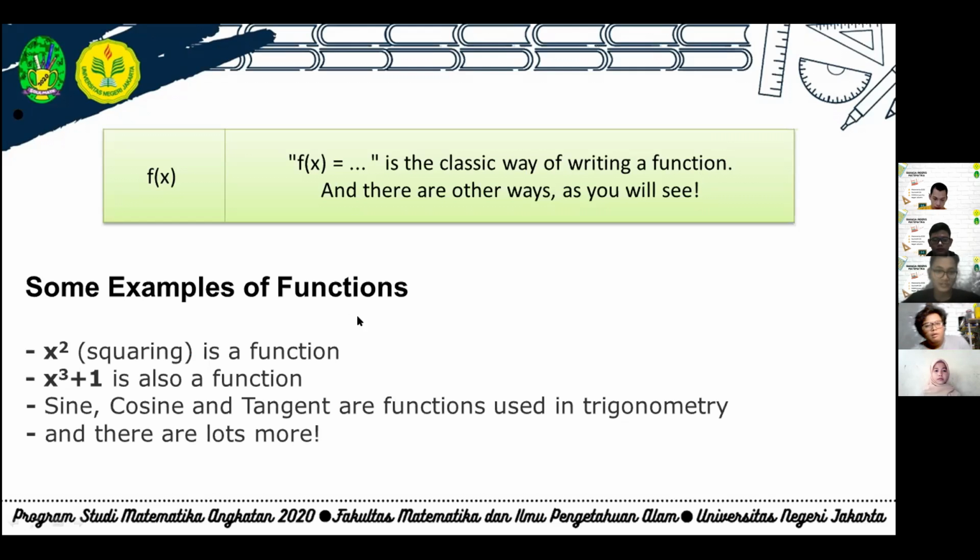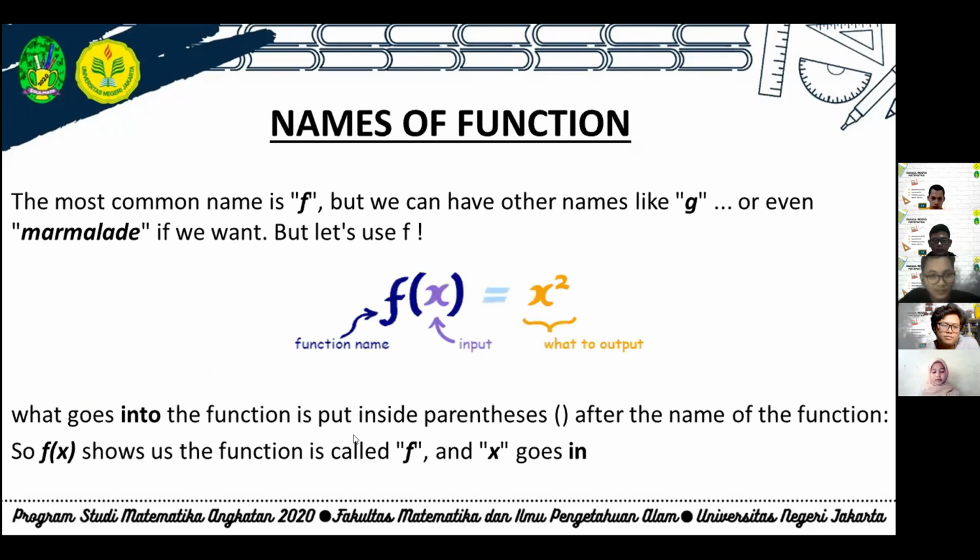Some examples of functions: x squared, squaring is a function. x cubed added by 1 is also a function. Sin, cosine, and tangent are functions used in trigonometry, and there are lots more. Next, names of functions. The most common name is f, but we can have other names like g or even marmalade if you want. But let's use f.